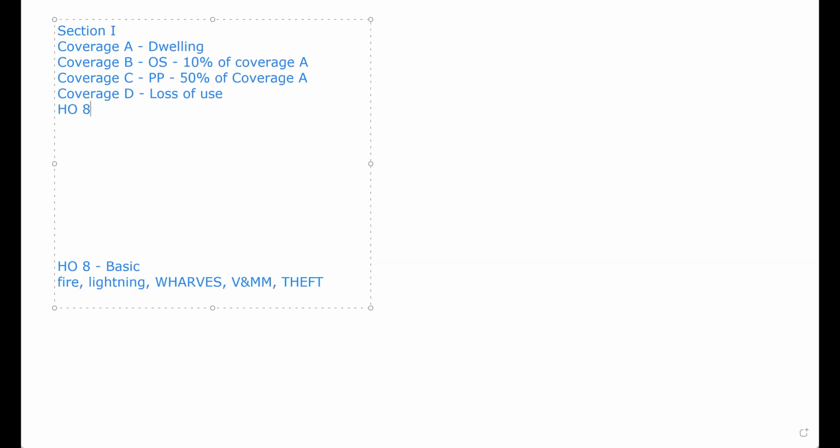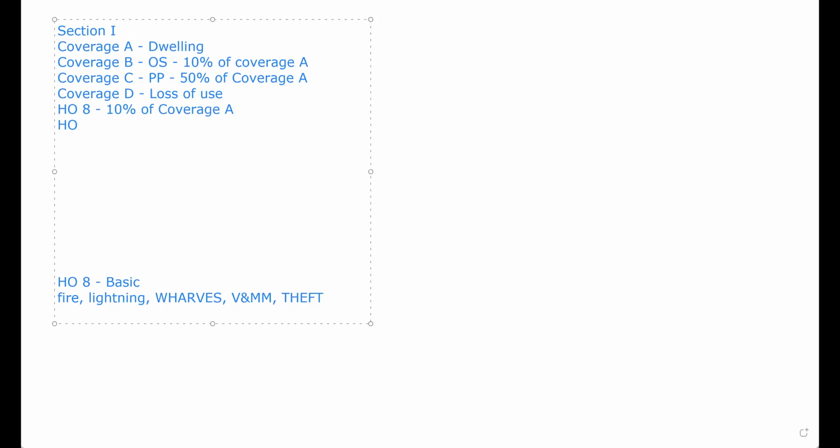And then you have Coverage D. Now remember, Coverage D is loss of use. And it depends on what form we're writing. So with loss of use, you have an HO8, and it is 10% of Coverage A. All right, and then you have your HO2, 3, and 5. And it just depends on what state we're in with that. It could be 20% or it could be 30% of Coverage A, just depending on the state that you're in.